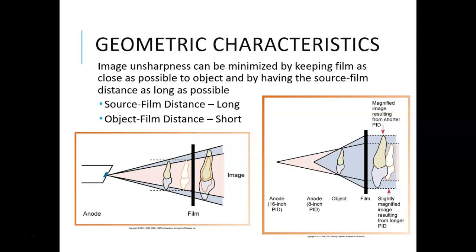So that might be confusing to some people because they think, well, we're always snugging the target right up to their cheek and putting the BID right there. But the end of the BID isn't where the X-rays are generated. They're not the source. That's just the end of the long collimator. The source of the X-ray photons are actually set in a little bit in the tube head. So image unsharpness can be minimized by keeping the film as close as possible to the object. Keep your sensor as close as you can get it to the tooth, and by having the source film distance as long as possible. Source film distance long, object film distance short.